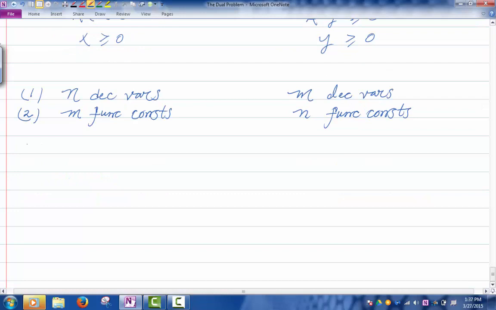Number three, what's the coefficient matrix here? The coefficient matrix is A, and the coefficient matrix for the functional constraints is A transpose.